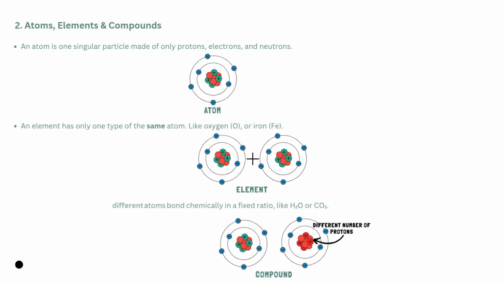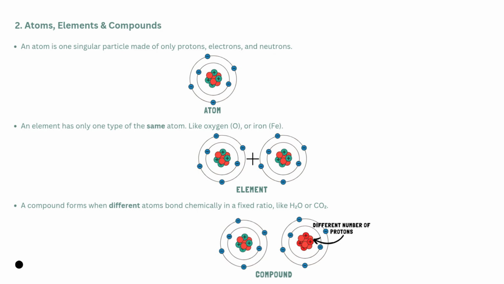All right, now what is an atom? An atom is the basic block of everything around you. It is just one tiny particle made of protons, neutrons, and electrons. Think of it like a Lego piece, super small but essential. Now, when you have a substance made of only one kind of atom, that becomes an element. Example, oxygen. A lot of oxygen atoms make the element oxygen.